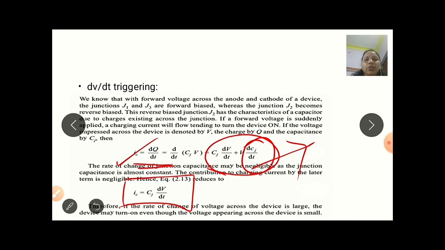If the rate of change of voltage across the device is large, the device may turn on even if the voltage appearing across the device is small. That means if we apply a small voltage across anode and cathode, the device may still turn on due to the charging current, because Ic depends on dV/dt. I will discuss all these types of triggering in detail later. Just briefly I am telling you about dV/dt triggering, temperature triggering and light triggering.